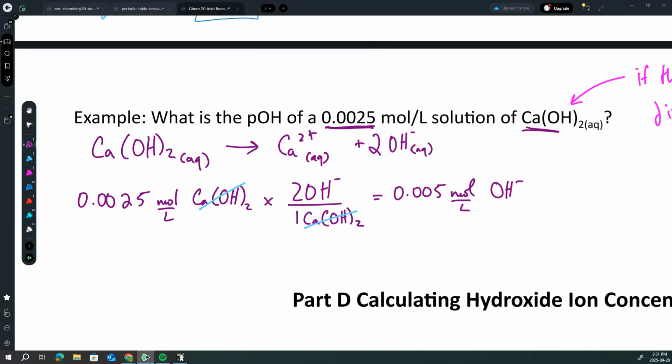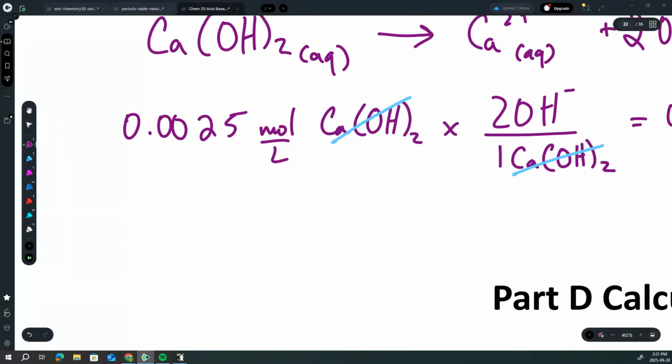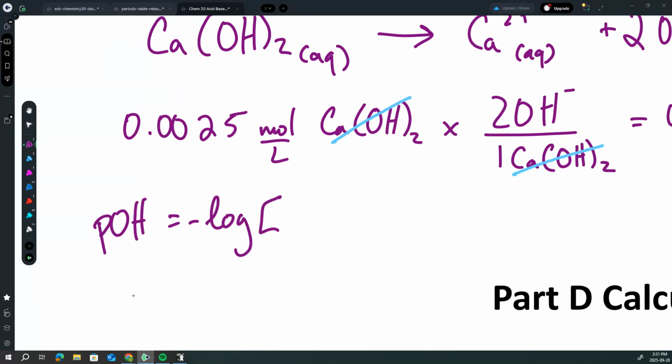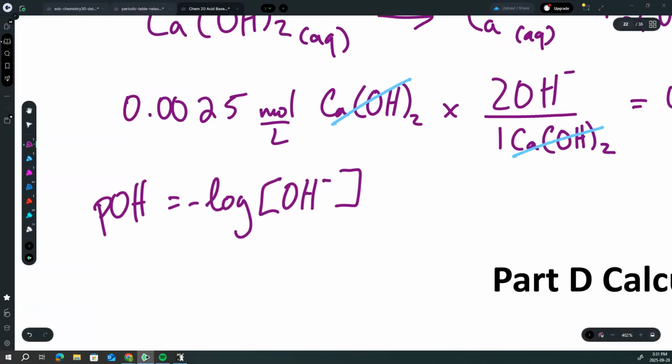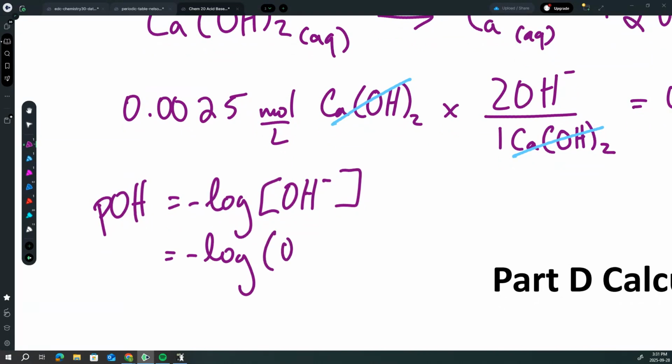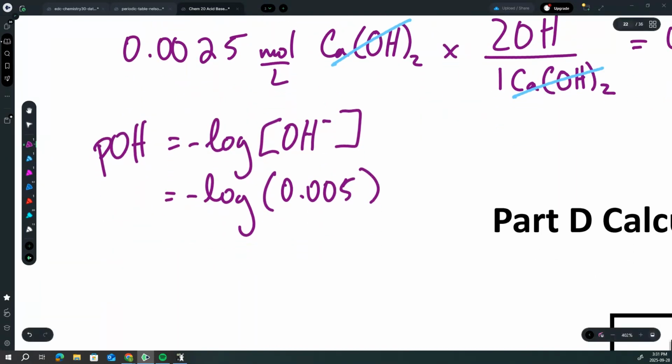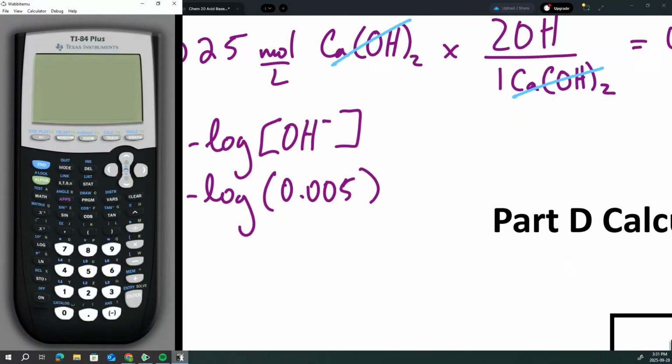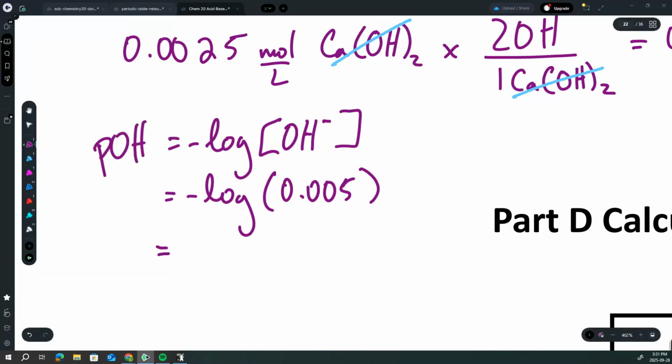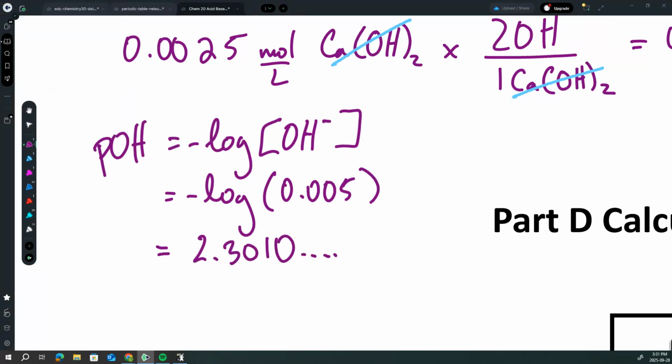Alright, and last but not least, now we can figure out pOH now that we have the concentration of hydroxide ions. So pOH is negative log of the concentration of hydroxide, which is equal to negative log 0.005. If I put that into my calculator, negative log 0.005, hit enter, we get 2.3010, and then the number keeps on going forever.